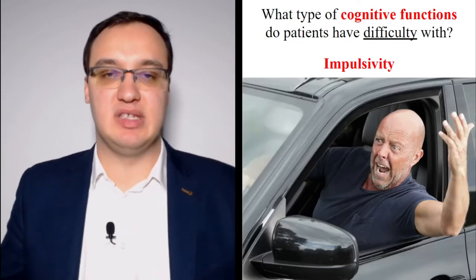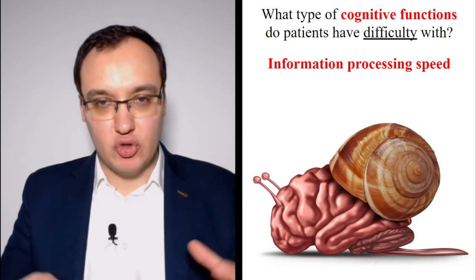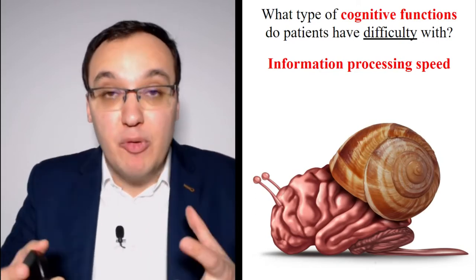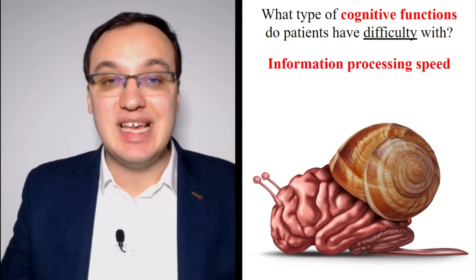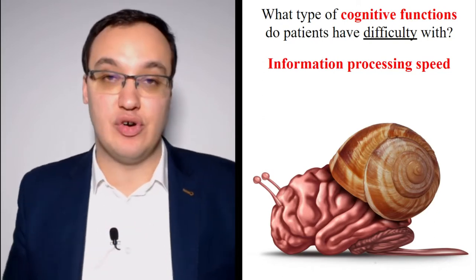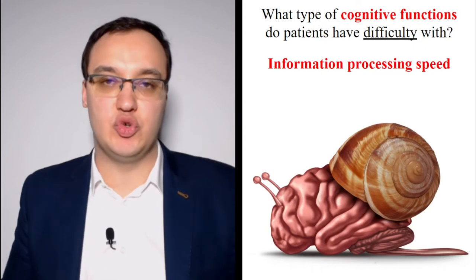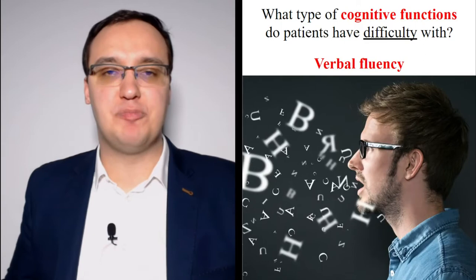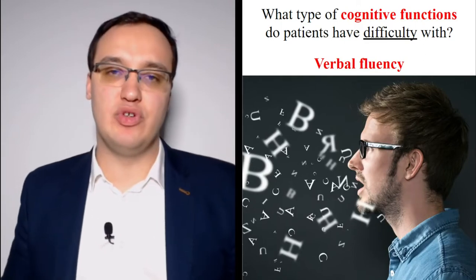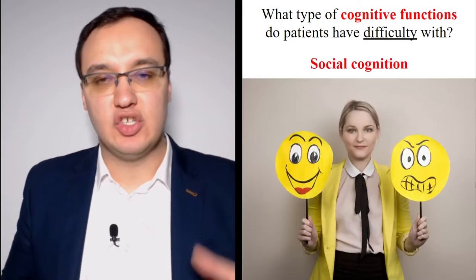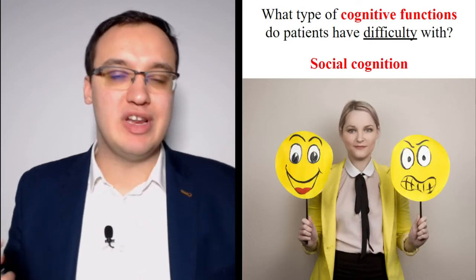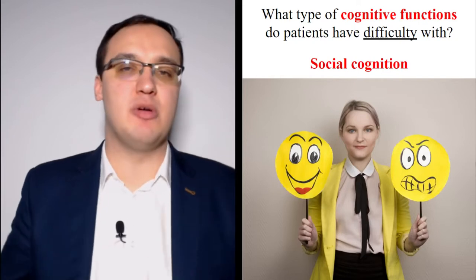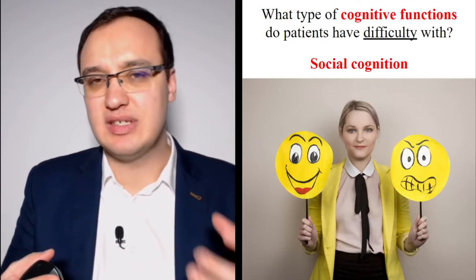Impulsivity, you're too impulsive. And information processing speed, you're sitting in your class and you don't process this information as quickly as your friends are. You're slower than you used to be. Verbal fluency, you speak slower, or you speak not so fluently anymore. You make a lot of mistakes. Social cognition, your social interaction is getting worse. Your friend starts to feel something about you, that something is wrong here.